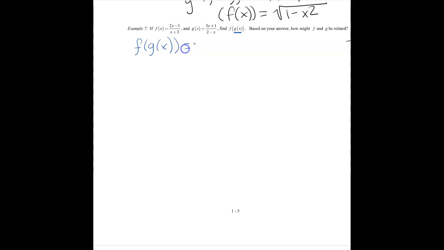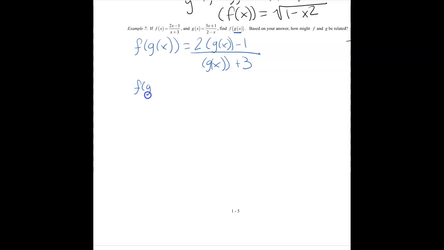So what's going to end up happening is I'm going to have 2 times g of x minus 1, all over g of x plus 3. Alright, and then I just plug in what g of x was. So it's going to be fun times.